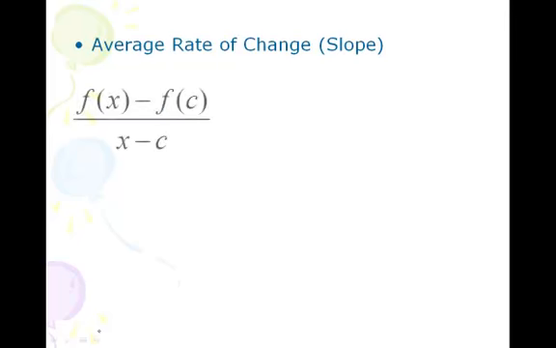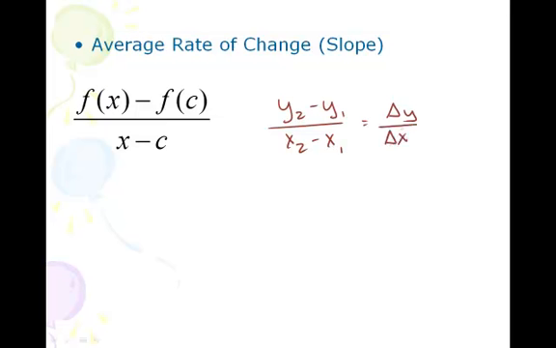Some other information in this section relates to the average rate of change, or slope. This we've been doing since Algebra 1. This is the function notation. It relates directly to our original notation that we learned in Algebra 1, the change of y over the change of x, and that's called our average rate of change, or slope. Keep in mind that this is the slope of a secant line and shows an average over a period of time.